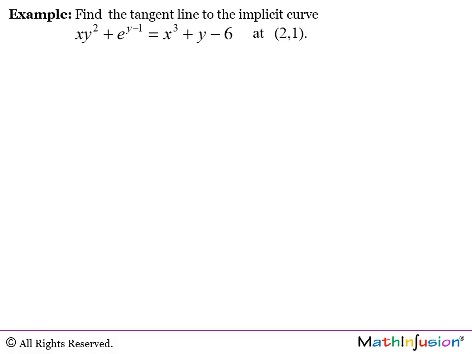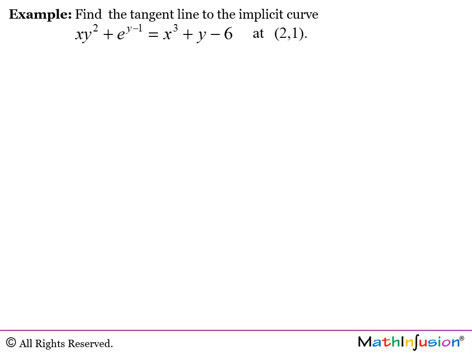Example. Find the tangent line to the implicit curve x times y to the power of 2 plus e to the power of y minus 1 equals x to the power of 3 plus y minus 6 at the point (2, 1).